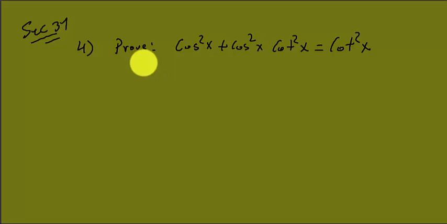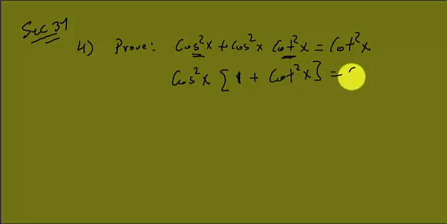Okay, and this trig identity, this is number 4, section 37, we're going to prove this is true. First of all, we're going to factor out what we can, and it looks like I can factor out a cosine squared x. That will leave me with a 1 from this, plus a cotangent squared x, is equal to cotangent squared x.